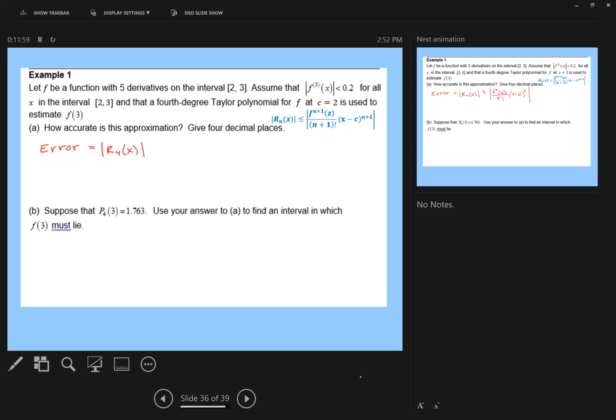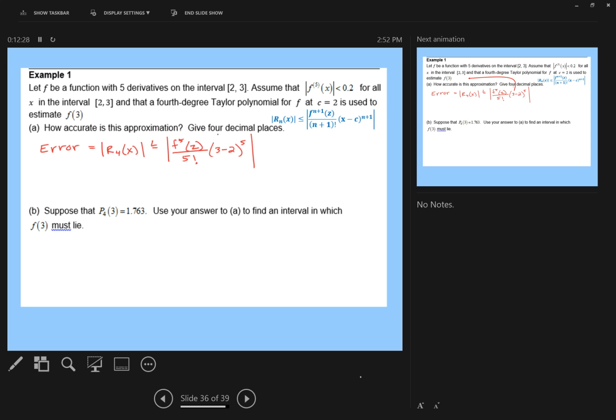They said to use the fourth degree Taylor polynomial, so my notation will be R sub 4. So this is the remainder or the error after 4 terms. Just for notation, it has to be less than or equal to what derivative? The fifth derivative, right? Because my polynomial was 4 terms, so I'm looking at the next term, which would be the fifth derivative over 5 factorial.